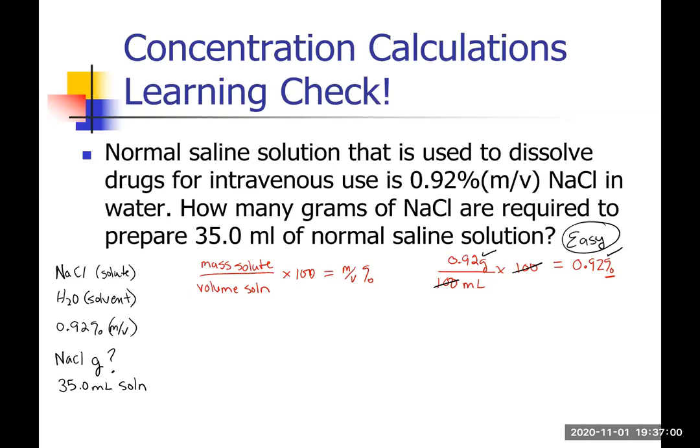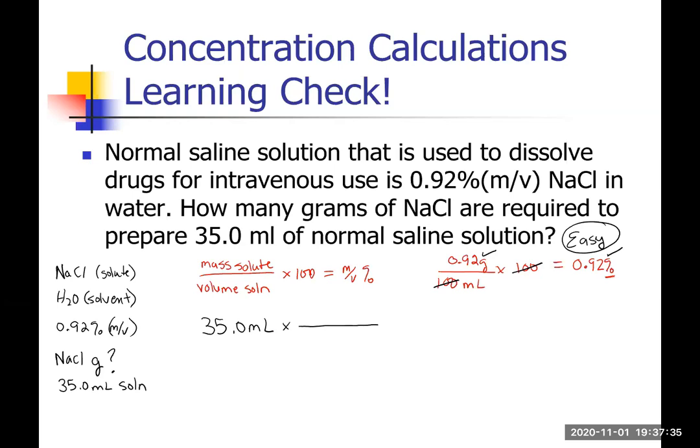It's easy. So now I know exactly what my volume is, and I can cross cancel the volume that I have, so I can start the problem. They're asking for 35 mils. I need to get from 35 mils of solution to how much sodium chloride mass do I need to make that? So 35 mils times.